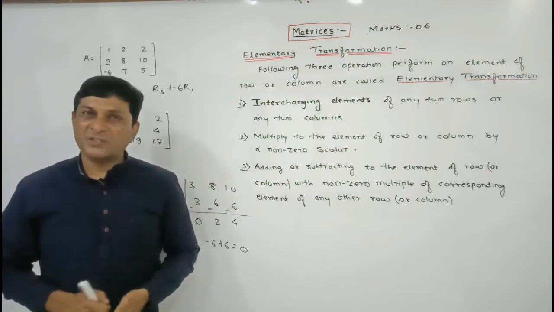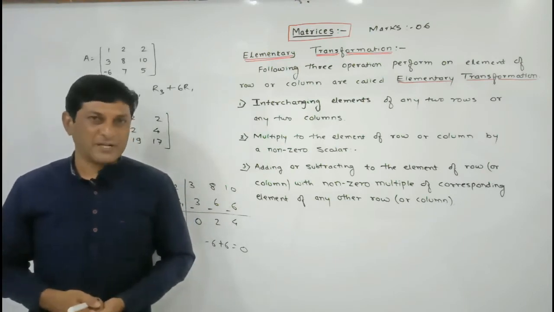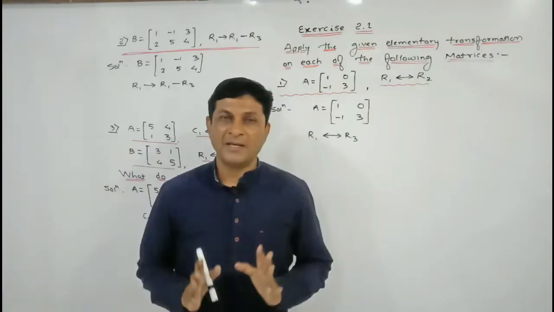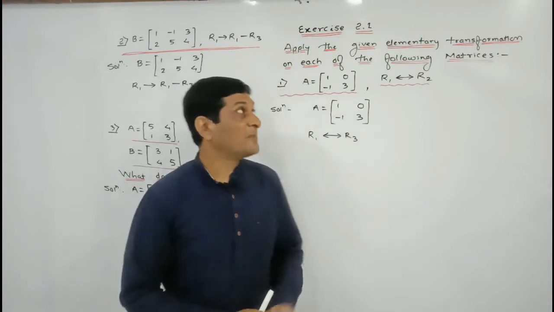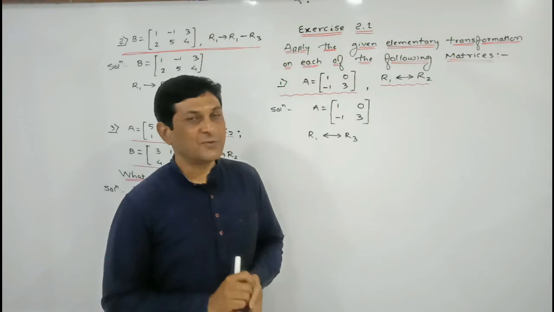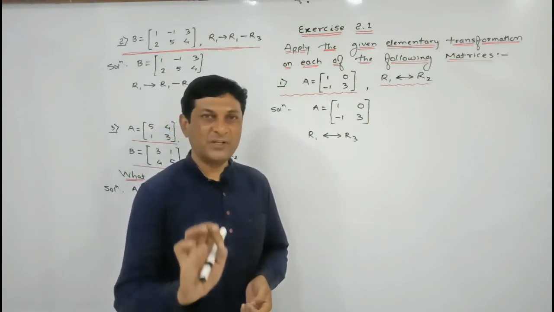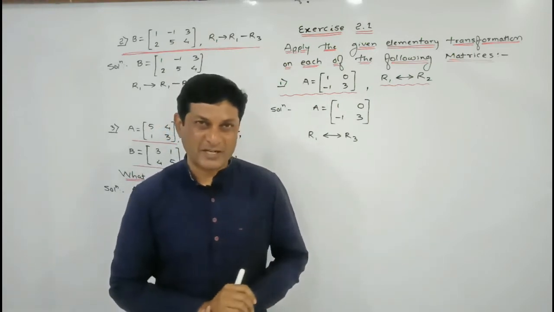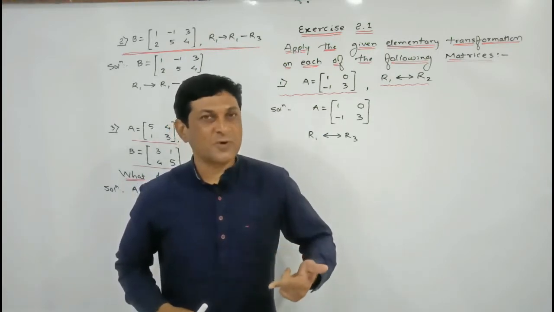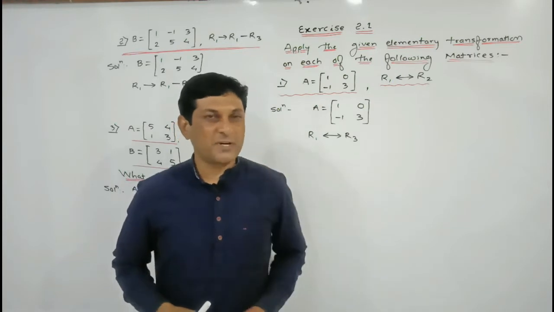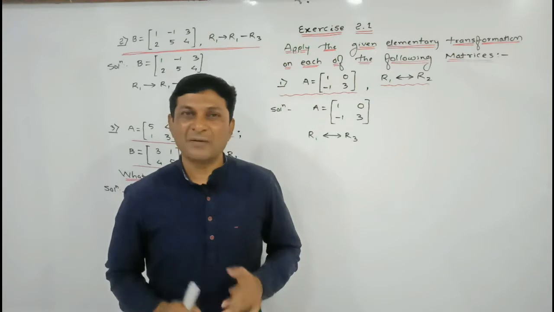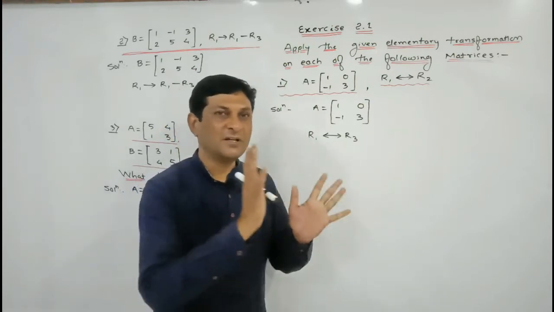So now using these three elementary transformation operations, we are solving the examples from our first exercise. Now see the example number first from exercise 2.1. So some matrices are given to us and we have to perform the given elementary transformation operation. Means operation is already given in the example. That elementary transformation means the three important operations of elementary transformation. So operation is already given in the example. Just we have to apply that operation on the matrix.